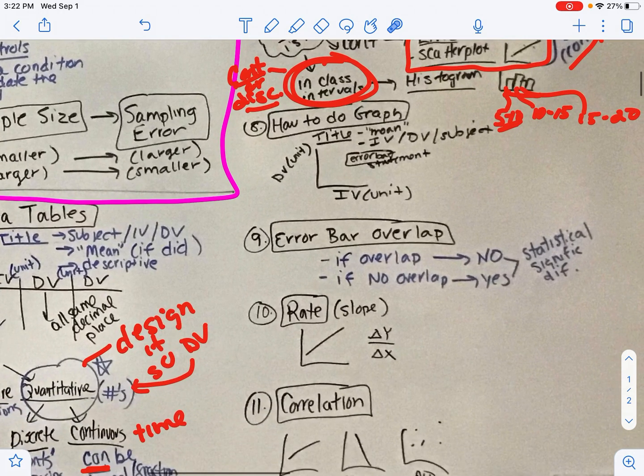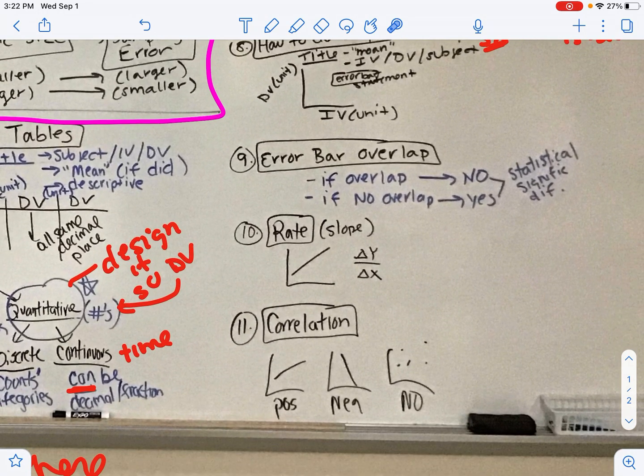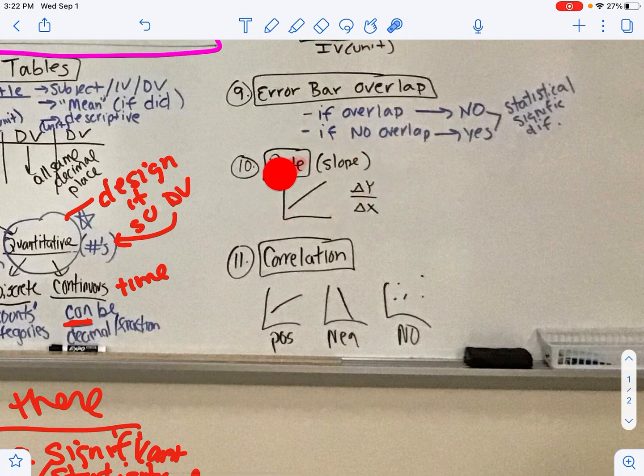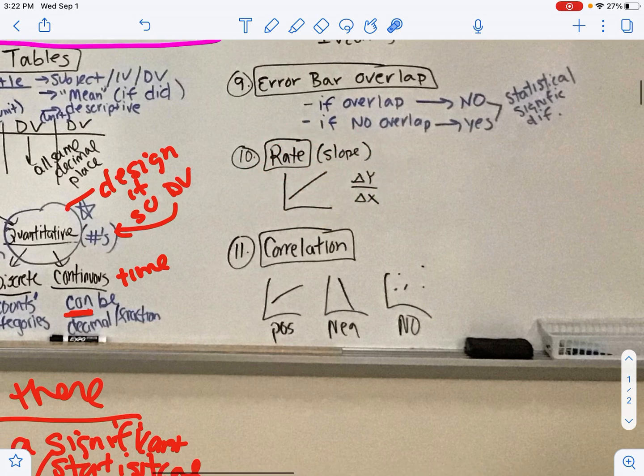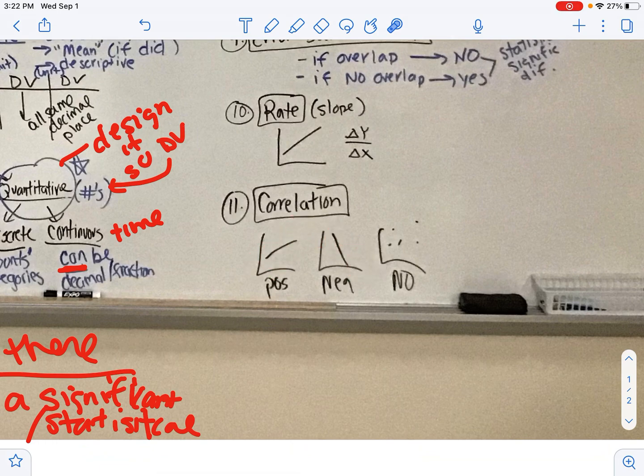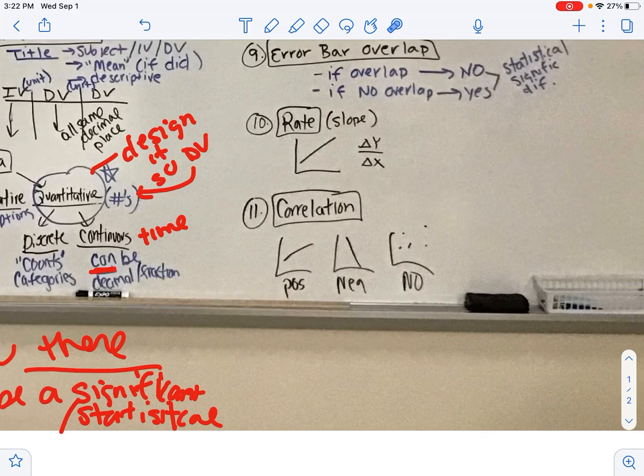We'll learn all those later, but I already talked about error bar overlap. Once you plot the error bars, and we'll learn the statistics that error bars represent later, if they overlap, there's not a difference. If they don't overlap, then there is a statistical difference. I'm assuming everybody knows how to do the rate or the slope of a line. That's easy. And correlation is pretty easy. There's either positive, negative, or no correlation. And remember, correlation is just a correlation. It doesn't mean this caused this. Don't use the word cause in a conclusion. I'll start circling it because you can't for sure know that.